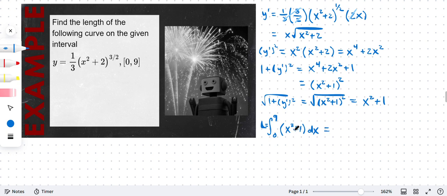Integral, right? So increase to 3, divide by 3, so we're going to get a 1/3 x to the third plus x, evaluated from 0 to 9, and that is going to give us 252. All right, so that is our first problem. Nothing too crazy going on there.